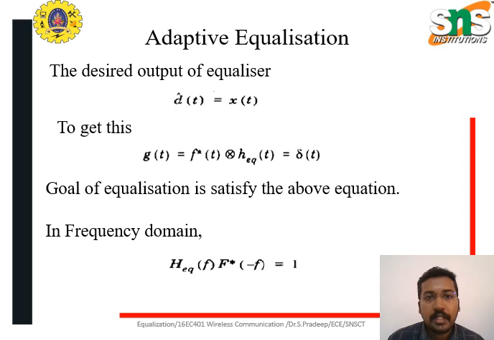So in training phase, in some cases a training sequence, that is a known signal, is transmitted to help the equalizer initially estimate the channel characteristics. In tracking phase, the equalizer continuously monitors the channel and adjusts its coefficients to track changes in the channel characteristics. The desired output of the equalizer is given in this slide.